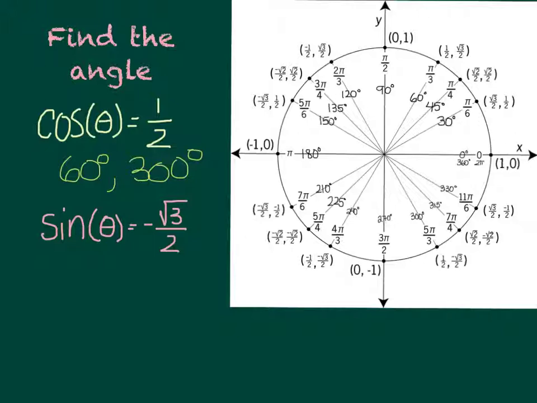For sine, we're going to do the same thing, except we're going to look at the y values. So my question says the sine of theta equals negative square root of 3 over 2. So I'm looking for negative square root of 3 as a y. Well, all these y's are positive in the first quadrant, so that's not going to work. Again, all positive in the second quadrant. Here I've got some negative y's. So it looks like 240 gives me a negative square root of 3 over 2. And another one would be 300, negative square root of 3 over 2.